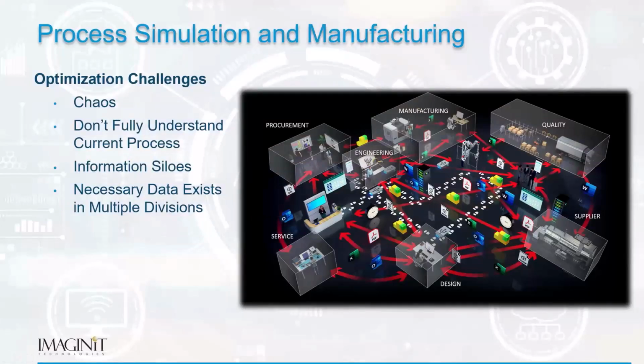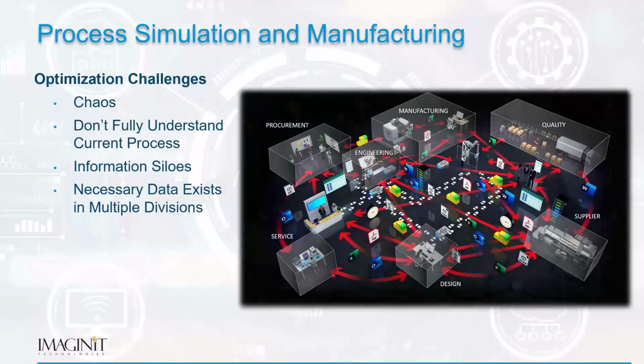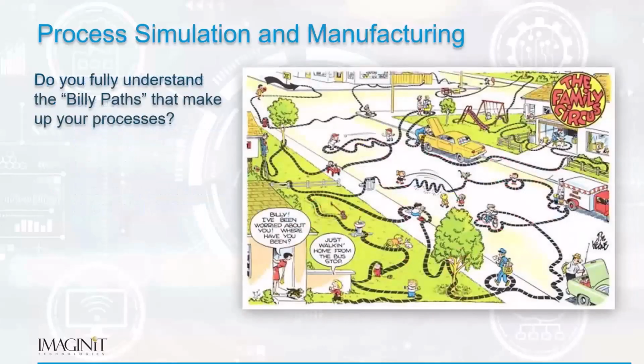Let's take a minute and look at the challenges that many of us are facing when we're analyzing our own processes. Many companies look to optimize their current factories or build new ones, but they face a certain level of chaos. They don't fully understand their current processes. Their information exists in protected silos, and the required data is often scattered amongst many divisions in the organization. Understanding our tasks and processes is not as simple as you might think.